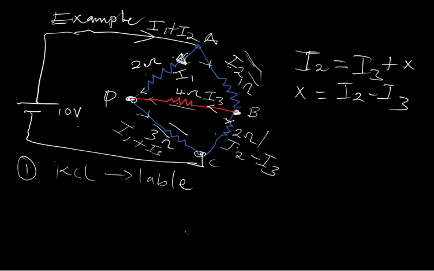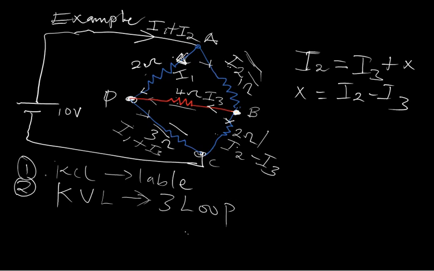Okay, so we are done labeling. Since we are done labeling, now number 2, let's apply KVL for the loop. Depending on the number of variables that we have, we are going to consider the same number of loops. I have 3 variables for the current, I1, I2, and I3. So I will need to apply KVL for 3 loops.